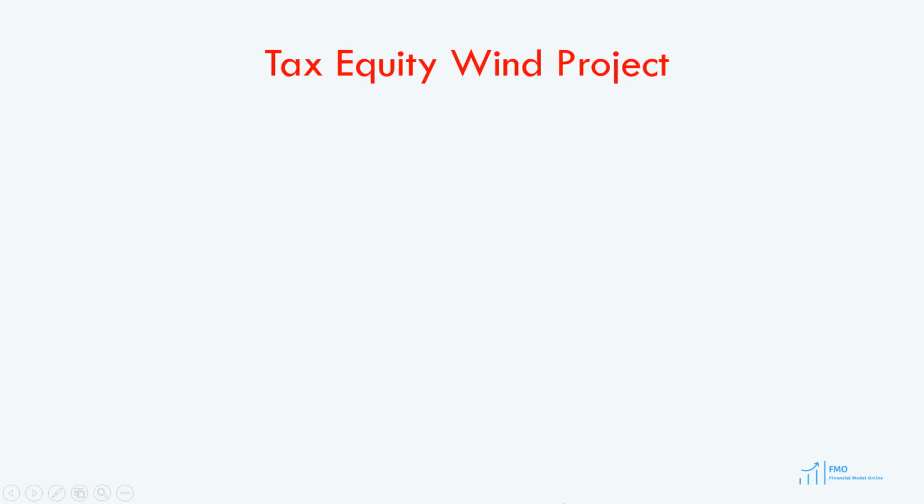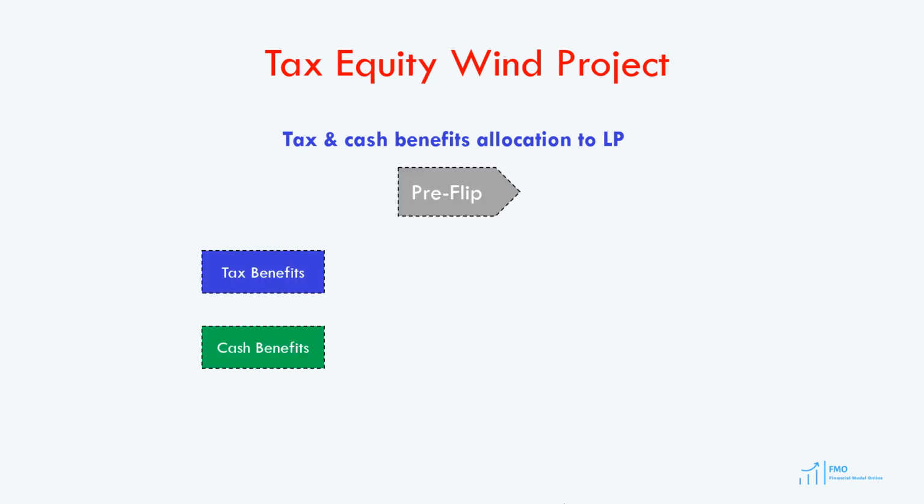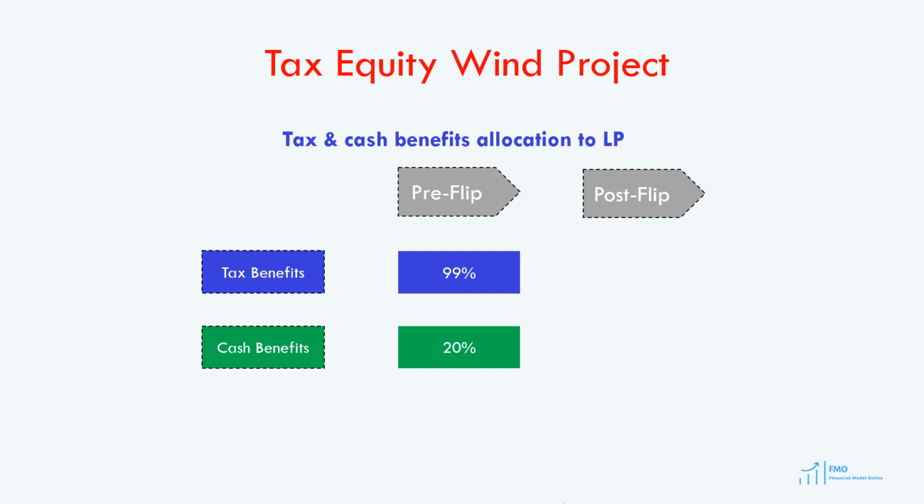Let's now take a look at the typical cash and tax benefits allocations we see for wind projects in the US. In a pre-flip period, the tax equity investor typically gets 99% of the tax benefits and 20% of cash benefits. In a post-flip period, the tax benefit allocation goes down to 5%, and cash benefit allocation goes down to 5% as well. This is how typical allocation for the tax equity partner looks like in a wind project. However, this allocation varies on a deal-by-deal basis.